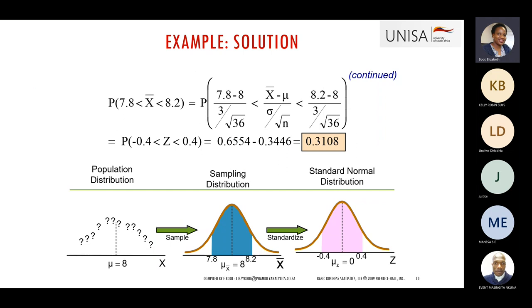I've got a solution already. From the left-hand side, 7.8 minus 8 divided by 3 over the square root of 36 will give us minus 0.4. And 8.2 minus 8 divided by 3 over the square root of 36 gives us 0.4. We know that with between, the probability that z lies between the values a and b is found by using the probability of z less than b minus the probability of z less than a, because those are the values we can find on the probability table. Then we go and find these values on the table and subtract.